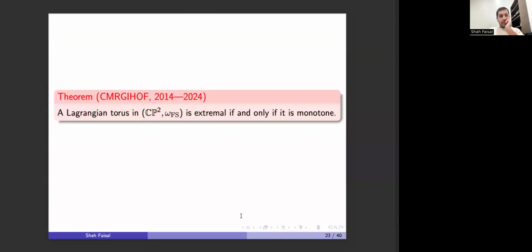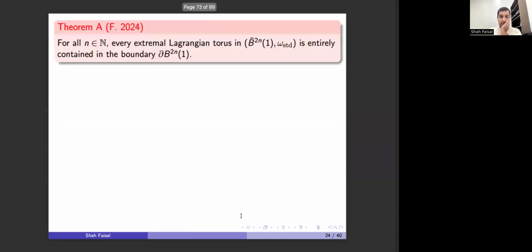And different people, including me, proved that in CP^2 the third conjecture is true, which means that a Lagrangian torus in CP^2 is extremal if and only if it is monotone. In my PhD thesis, I managed to prove the first conjecture in all dimensions. So for every n, every extremal Lagrangian torus in the 2n-dimensional ball is entirely contained in the boundary.